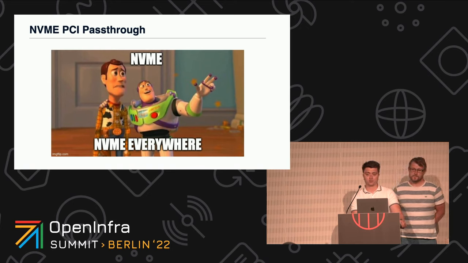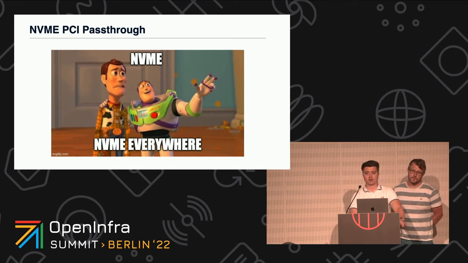And on the side of the OpenStack team, we wanted to make sure that we reused the lessons learned when we did the vGPUs and GPU stuff. So PCI pass-through was actually the only option for NVMes. We didn't have a virtual NVMe option.